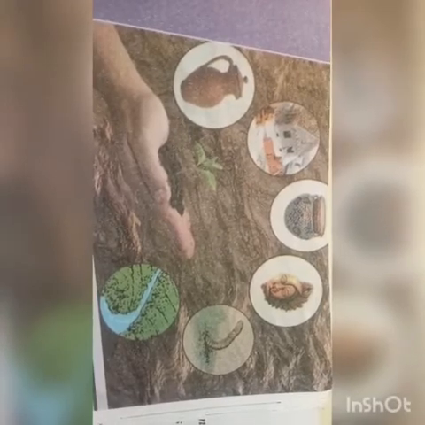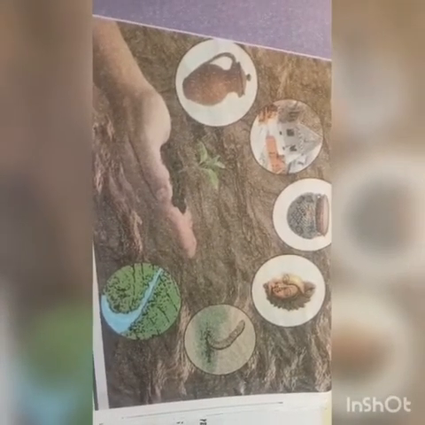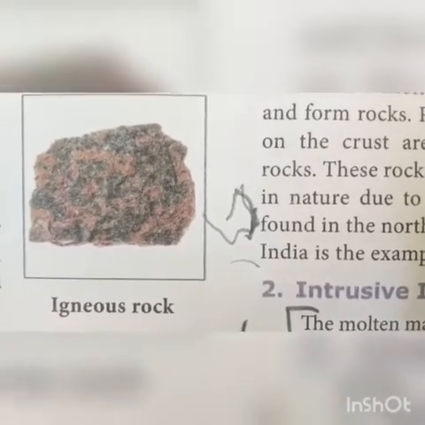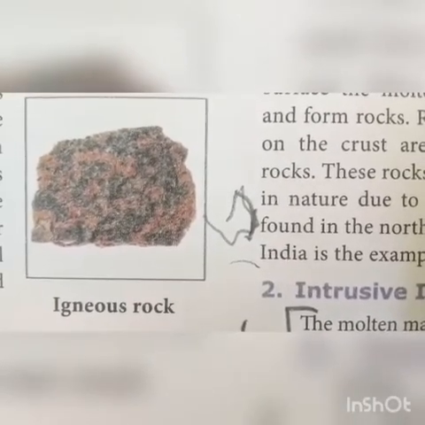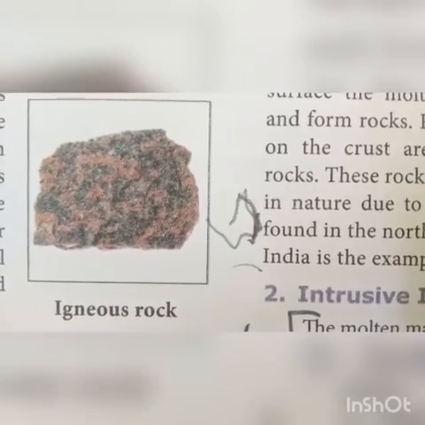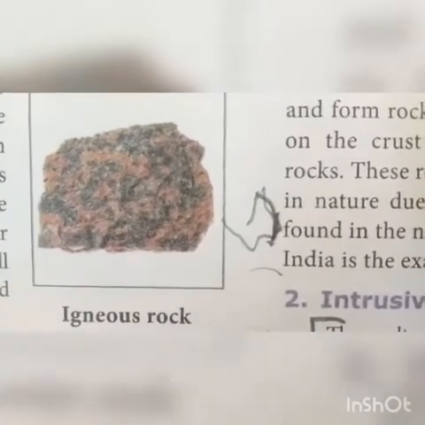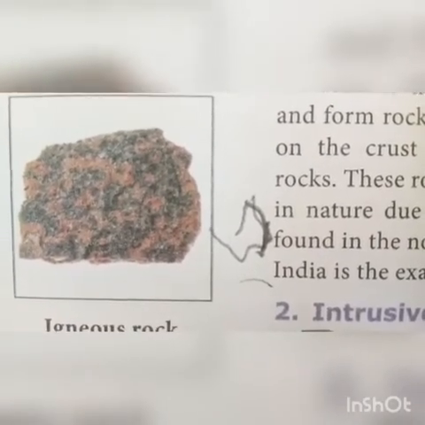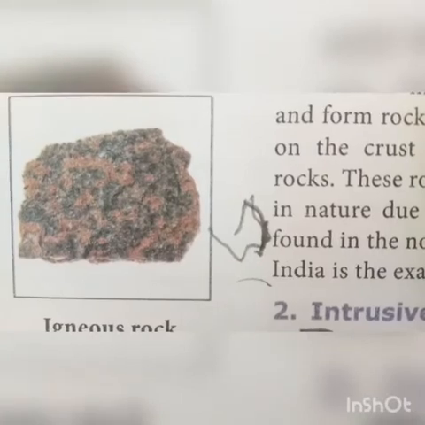What are igneous rocks? What are the types of igneous rocks? The igneous rocks are divided into two types. The first one is intrusive rocks and the second one is extrusive igneous rocks. First, what are igneous rocks? The igneous rocks are formed by the solidification of molten magma.